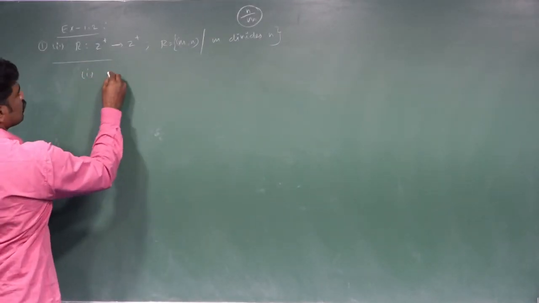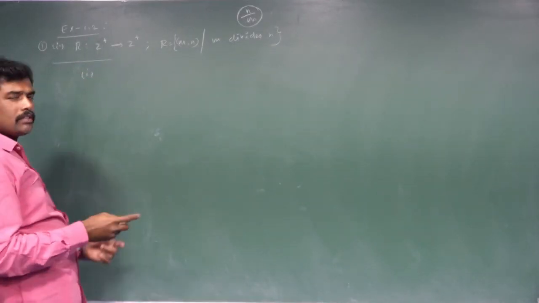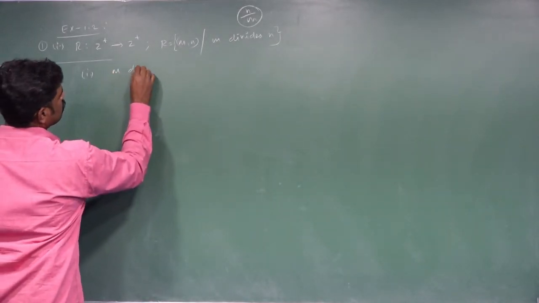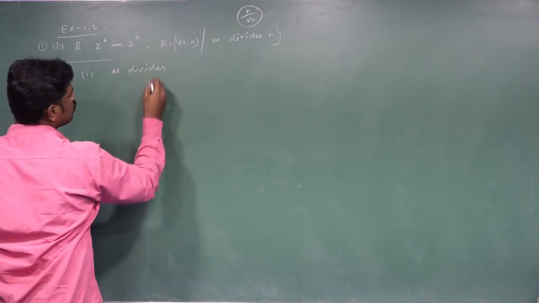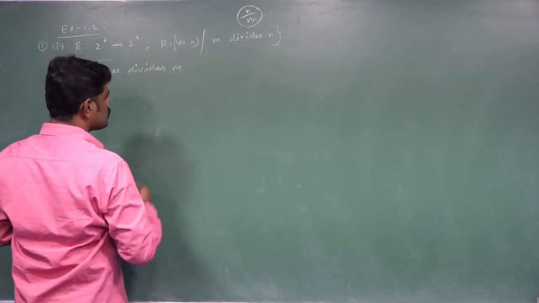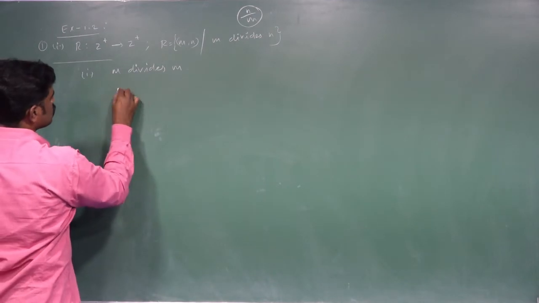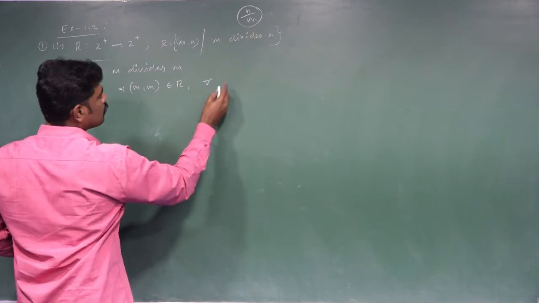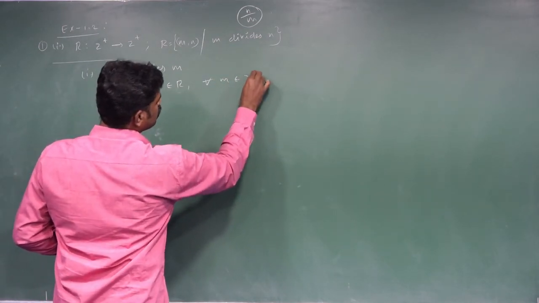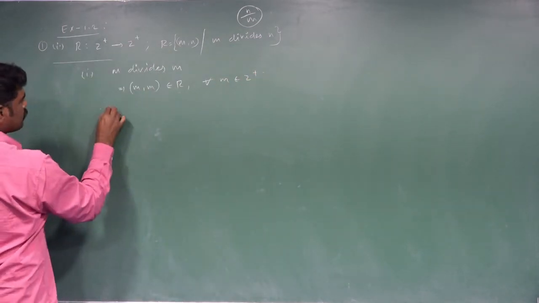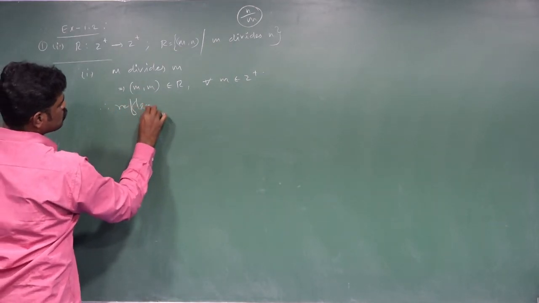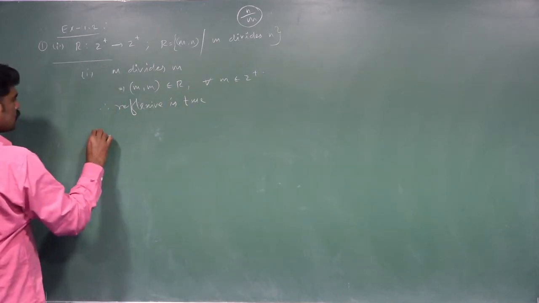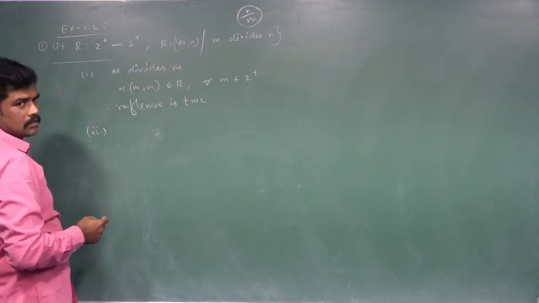First one. A number always divides the number itself. It is always possible. M divides m. So this implies the pair m comma m belongs to R for every m belonging to the positive integers. Therefore, reflexive is true.